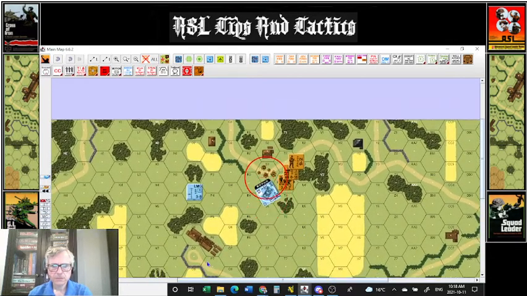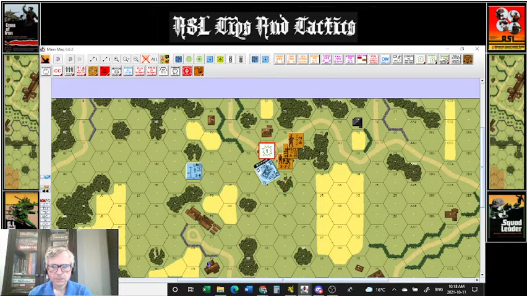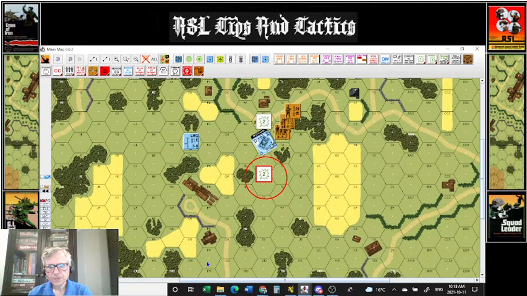Obviously, it couldn't affect the tank. But what that does for you, and we'll put this down for now. Let me make sure I got these right as well.